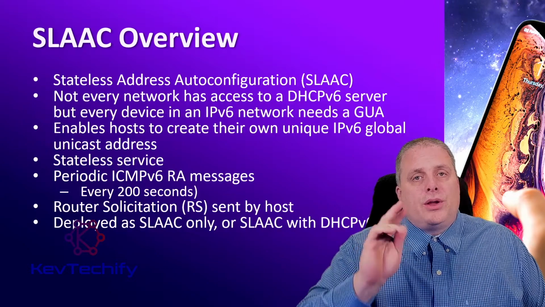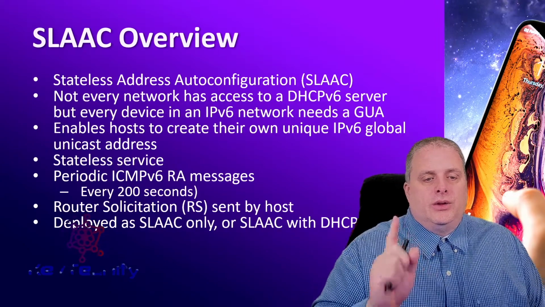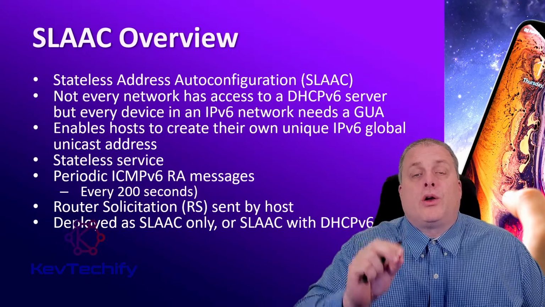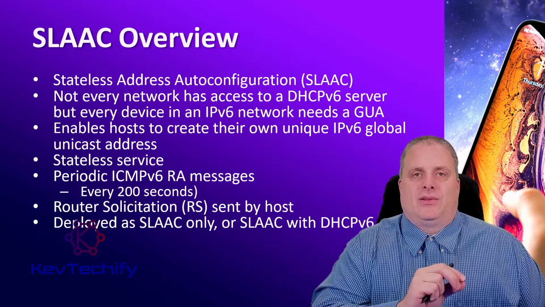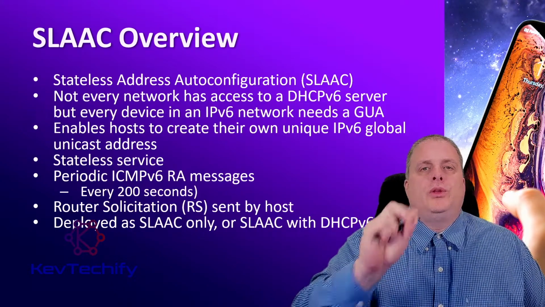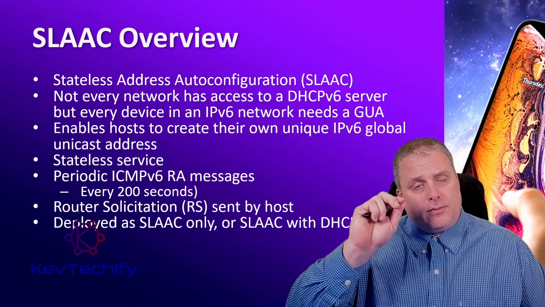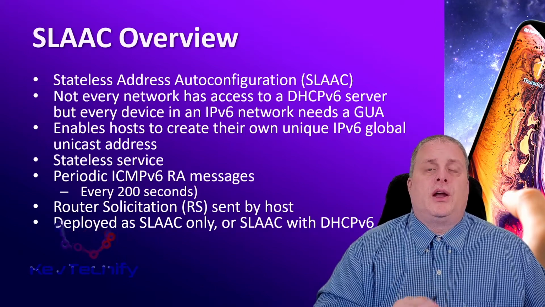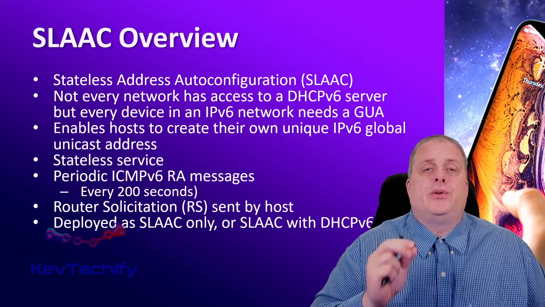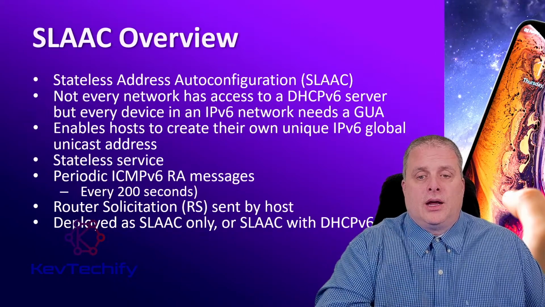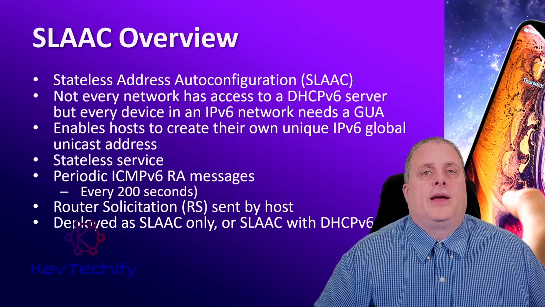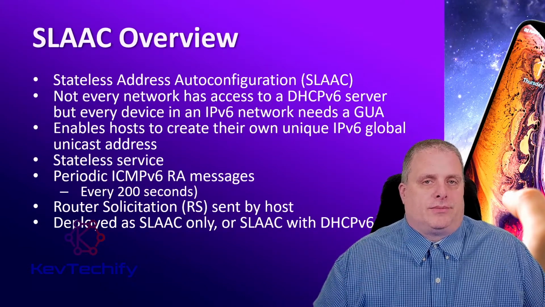You can deploy SLAAC two ways. You can deploy stateless address auto configuration by itself, and you generate your global unicast address with no additional information. But if you also want to supply some additional information, you can use SLAAC, but then have a DHCP server on your network somewhere that will supply additional information.